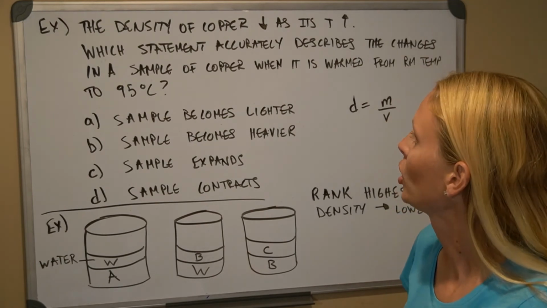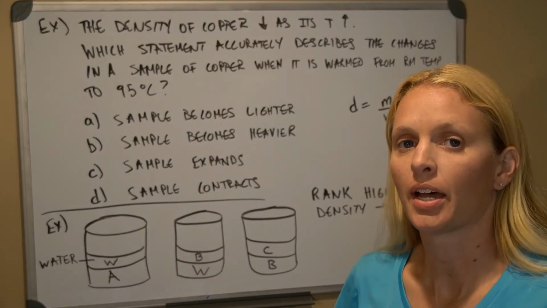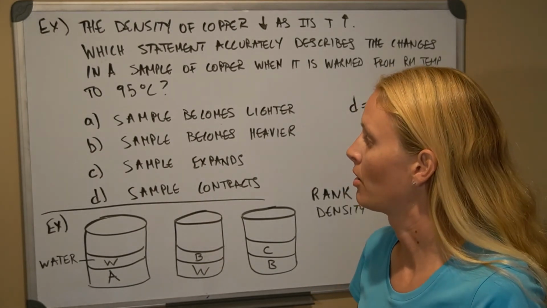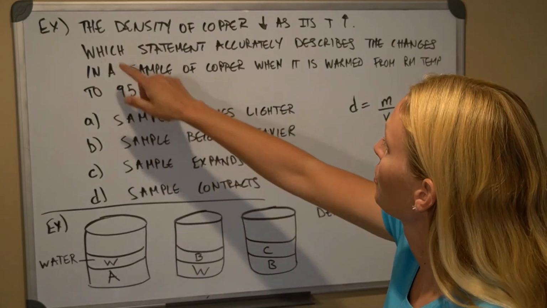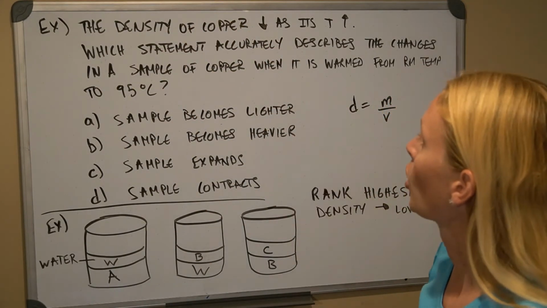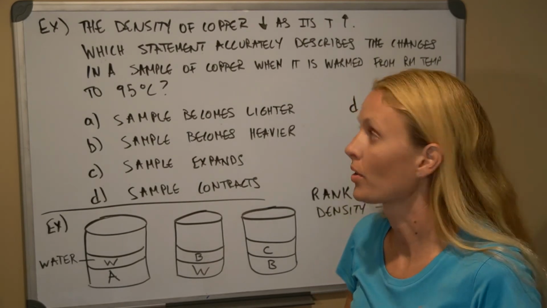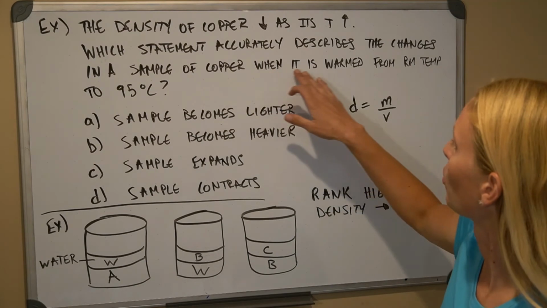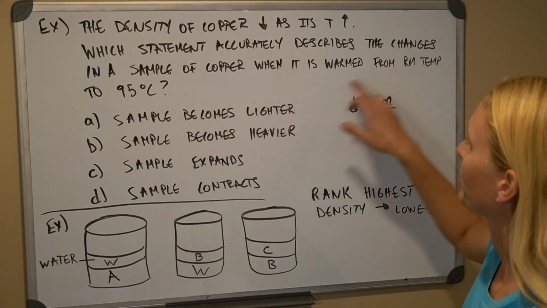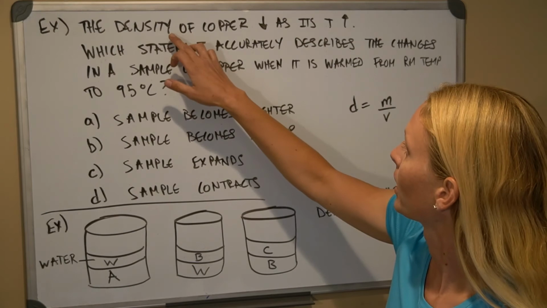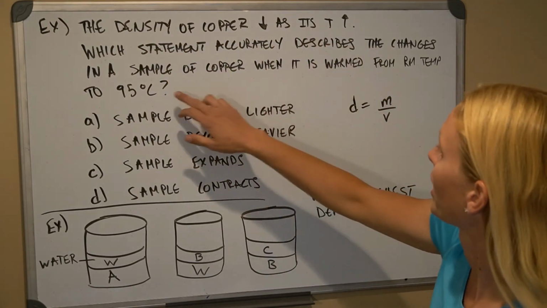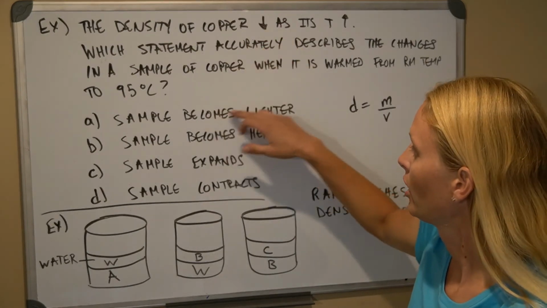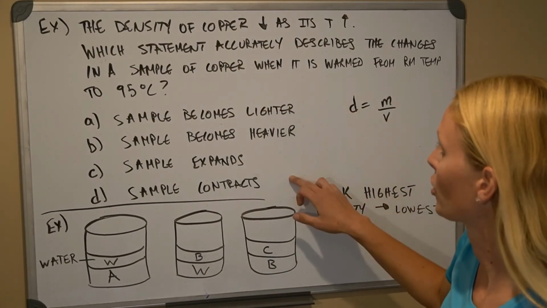Okay, so now we're going to take a look at two example problems that I would like you to think about and work through on your own, and then I'll go over the answers. The first question is: the density of copper will decrease as its temperature increases. Which statement accurately describes the changes in the sample of copper when it is warmed from room temperature to 95 degrees? Okay, so we are heating it, increasing its temperature, so the density should decrease. Which of these is correct?